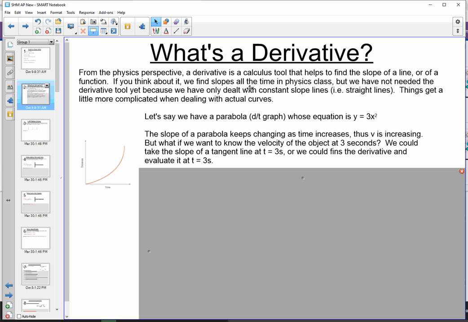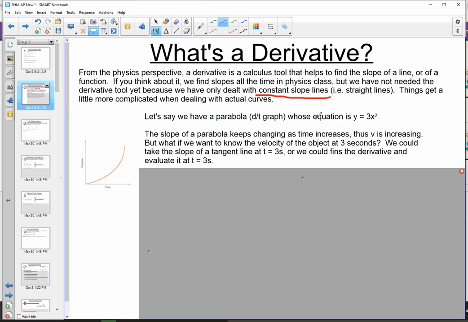If you think about it, we find slopes all the time in physics class, but we have not needed the derivative tool because we've only dealt with constant slope lines up till now. That's important. All the lines that we've used in algebra-based physics have been constant slope lines or straight lines. It does get more complicated when you start dealing with an actual curve, like the dt graph shown below.